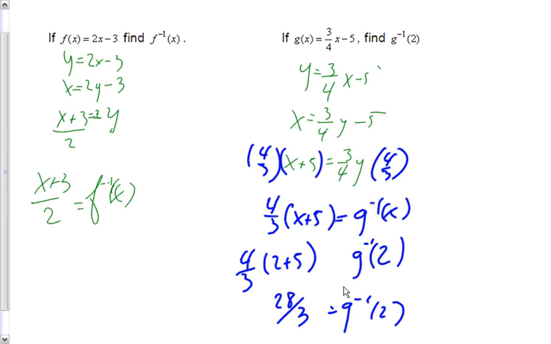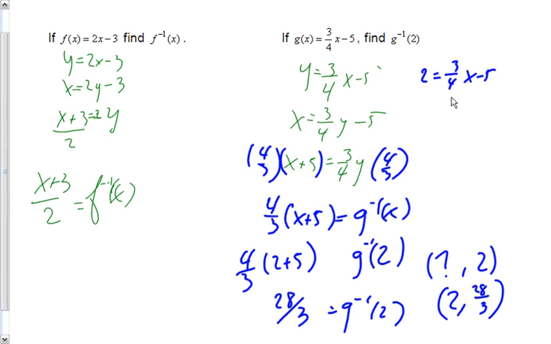Now, remember, there's a relationship between the original and what you're plugging in. If I plug in 2, I got 28 over 3 out. Well, if I wanted to find out what it was from the original, this is the x coordinate, so it should be the y coordinate of the other one. Obviously, it's going to shoot out 28/3. But how could I have done it without even using the inverse? Just plug in 2 for y, because that's what it is. 2 equals 3/4 x minus 5, and you will get the same answer.